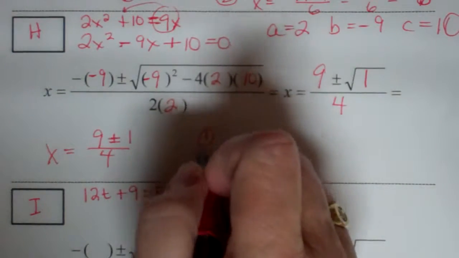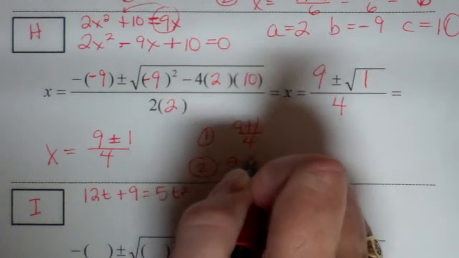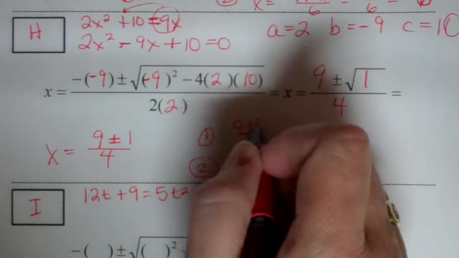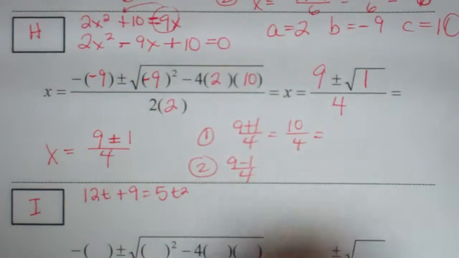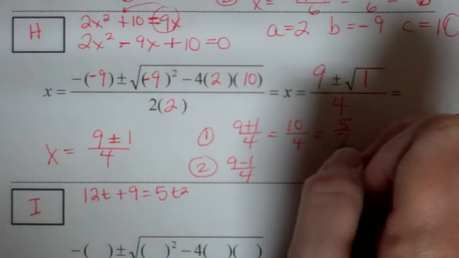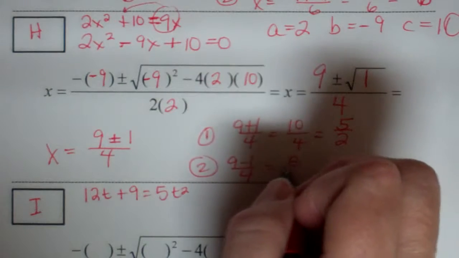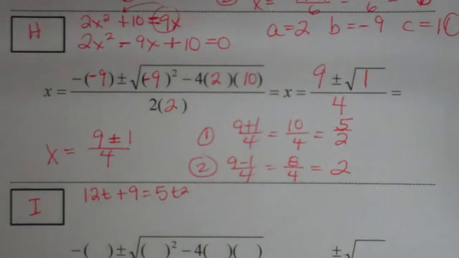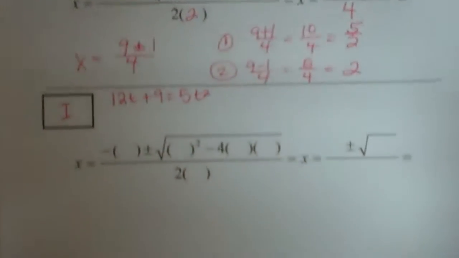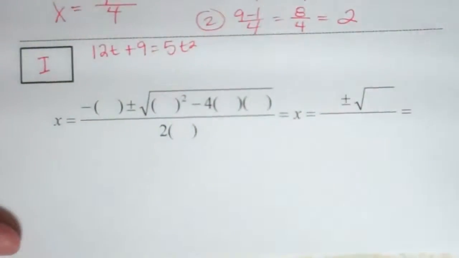Now, first and second answer, I've got 9 plus 1 over 4 and 9 minus 1 over 4. 9 plus 1 is 10. 10 divided by 4, you're going to put that in the calculator, and you're going to get 5 halves if you can't do that in your head. 9 minus 1 is 8. 8 divided by 4 is 2. And again, you can get all that on your graphing calculator. In the interest of not having the longest tape in the world, which I think it's already too late for that, I'm going to keep going.